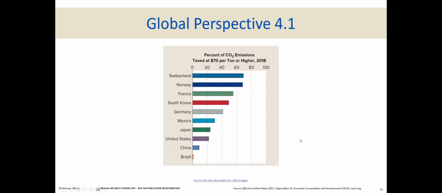Let's look at the global perspective. As you see on the figure, different countries charge taxes on carbon emissions at different rates to help reduce pollution. For example, Norway charges a higher carbon tax than the US to reduce their emissions more quickly. And the lowest ones are Brazil and China.